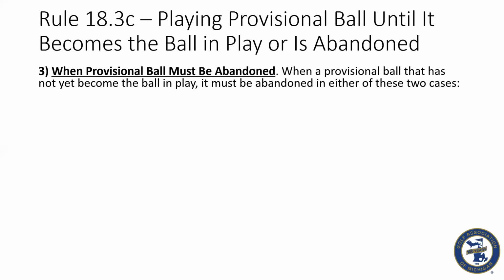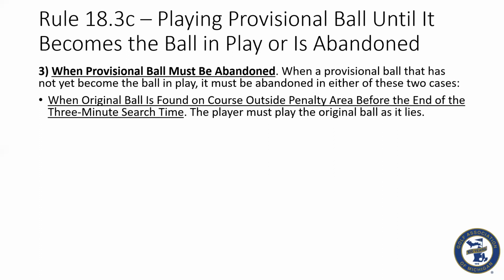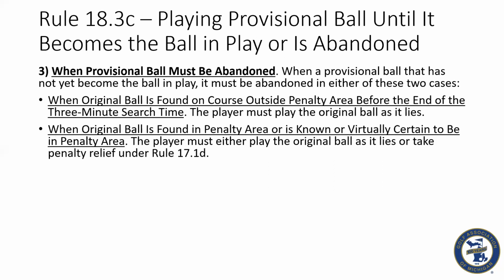All right. So when must the provisional ball be abandoned? It can be abandoned in either of these two cases when it has not yet become the ball in play. When the original ball is found on the course outside a penalty area before the end of the 3-minute search, so obviously we know this, we're going to play that original ball as it lies, or when the original ball is found in a penalty area or is known or virtually certain to be in a penalty area. In that case, we abandon the provisional ball and the player can take relief or play from the penalty area at that point.